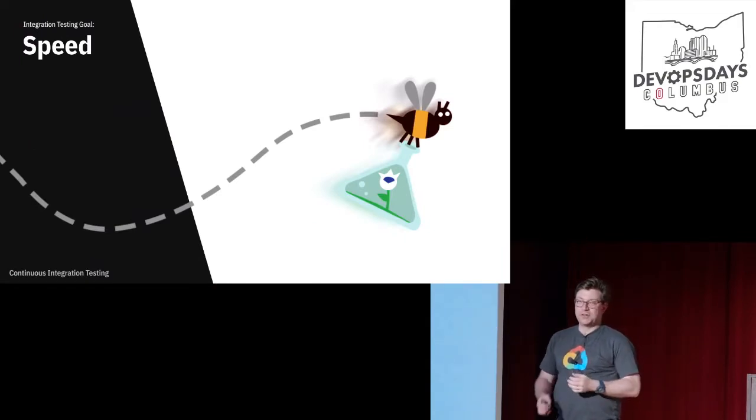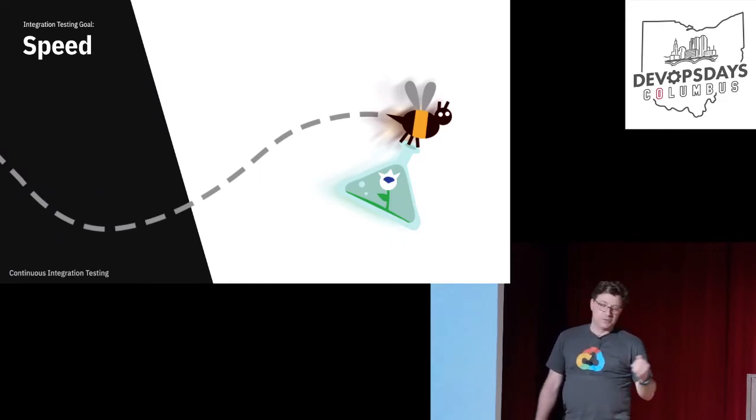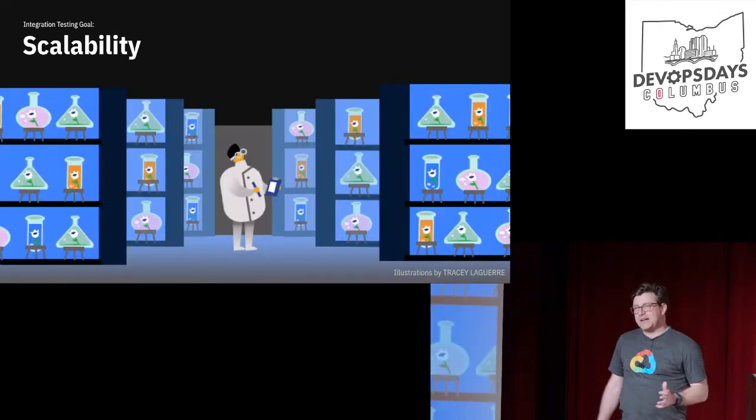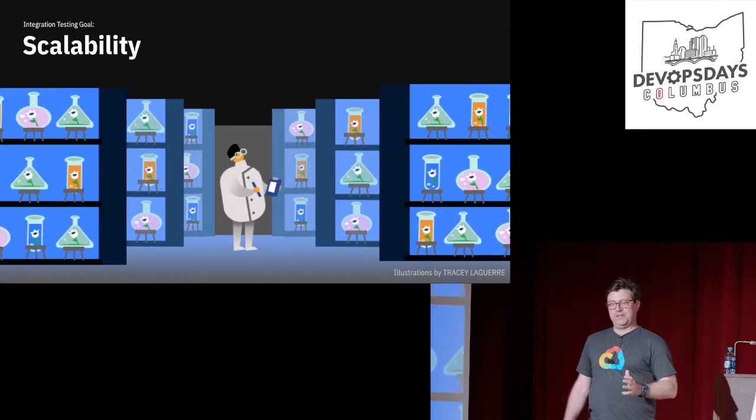Speed, because of course, fast is better than slow. DORA tells us that the time from commit to prod is an essential predictor of DevOps success. So we want fast testing infrastructure. And after we've got speed, we want more speed.